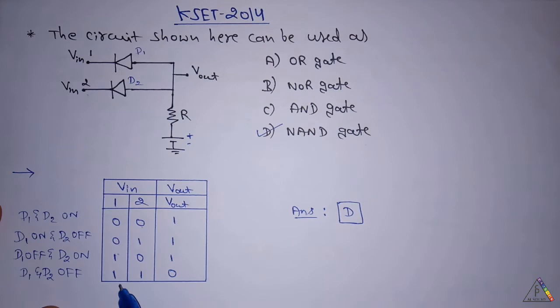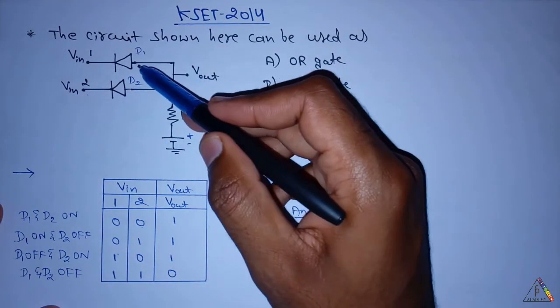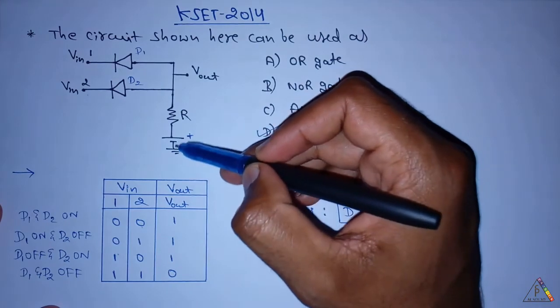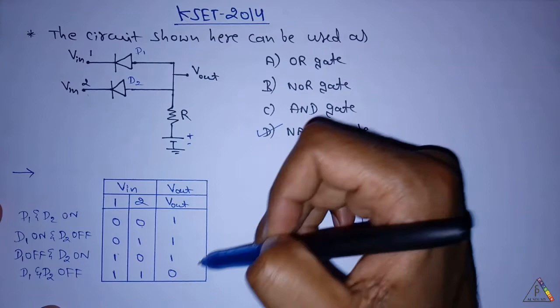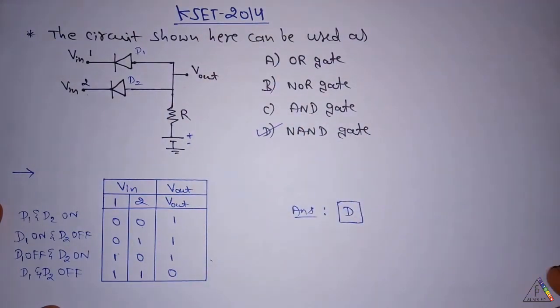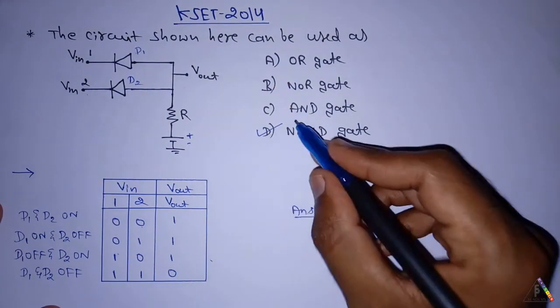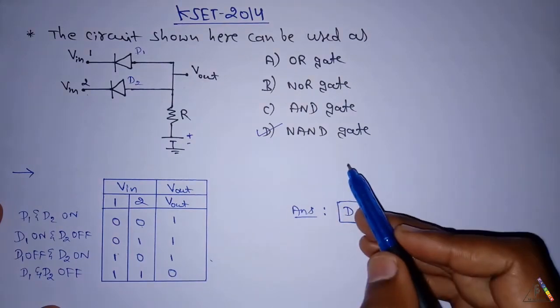And when V in is 1 1, that is D1 and D2 will be in off state, that means the current will flow up to a point here through the resistance R. Therefore, the V out will be 0. For this question, the option is D option. This is the truth table of NAND gate.